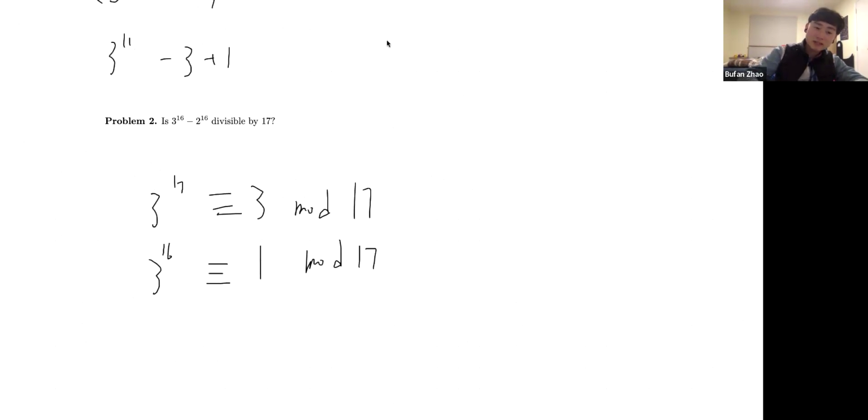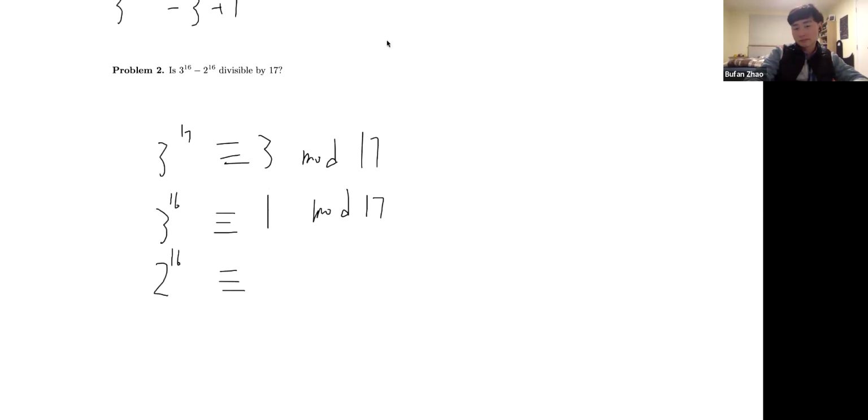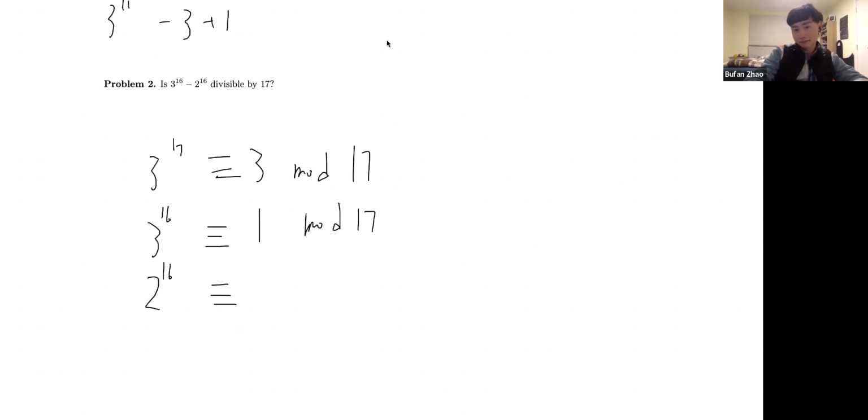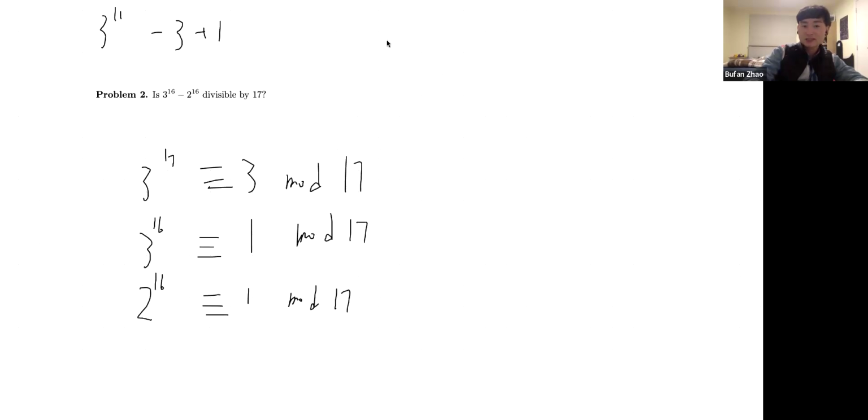Now, can someone tell me what's the remainder of 2 to the power of 16 when divided by 17? Yes, very good. Thank you, Josie and Jackie. It is 1. So 2 to the power of 16 is also 1 mod 17. All right, so can someone tell me what is the remainder of 3 to the power of 16 minus 2 to the power of 16? Yes, so is it divisible or not?